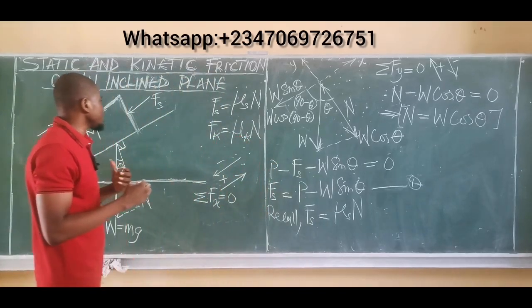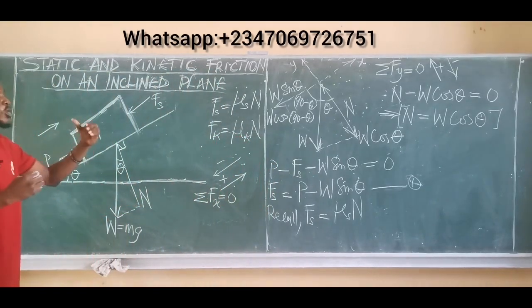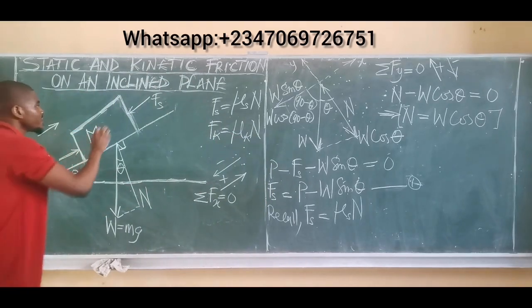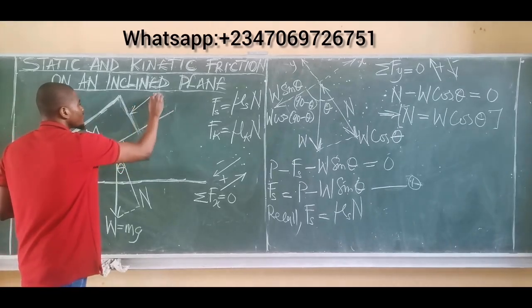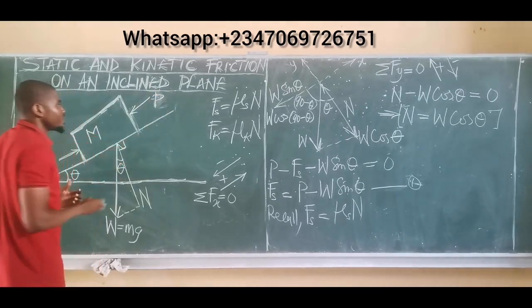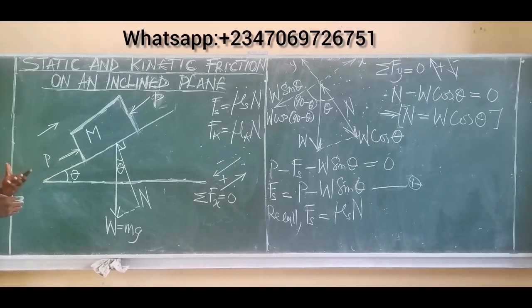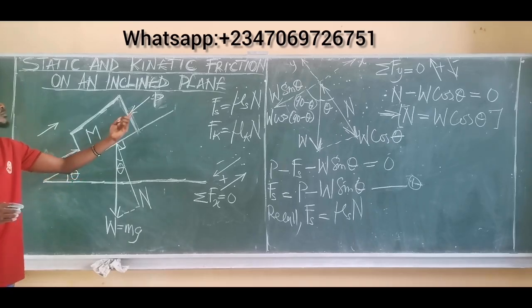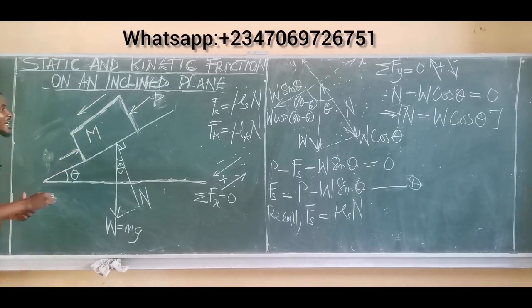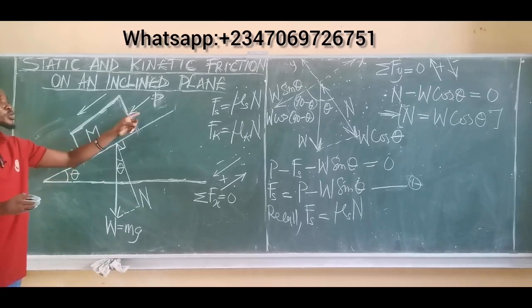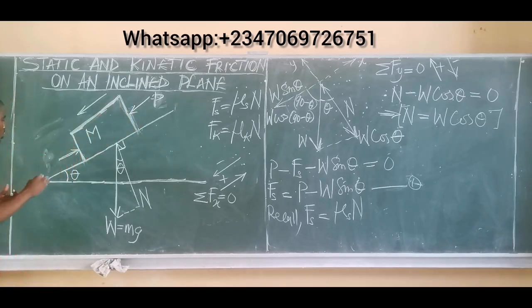Of course, let's say there is a force acting to pull this object downwards. Call this force P, acting to pull this object downwards. That means we are going to have a frictional force which acts up the plane against that motion. And if this force is greater than the frictional force, it means the motion of the object will act down the plane. So you have your friction.